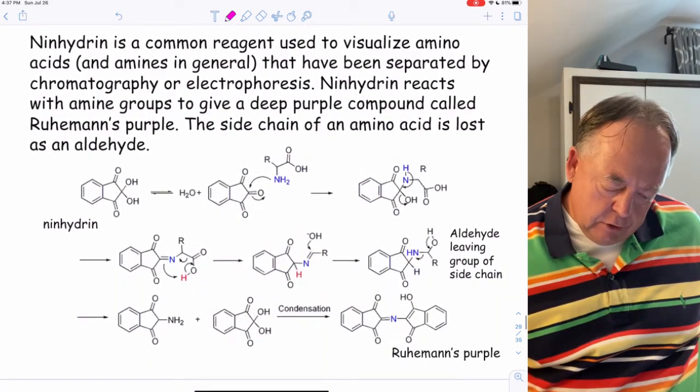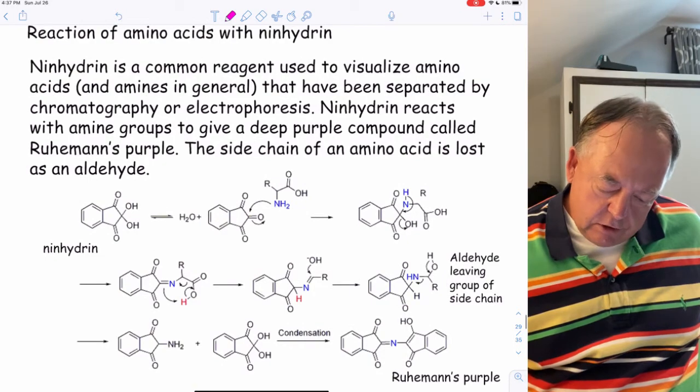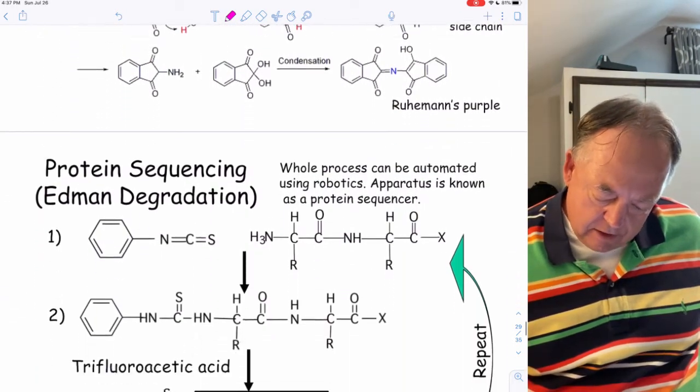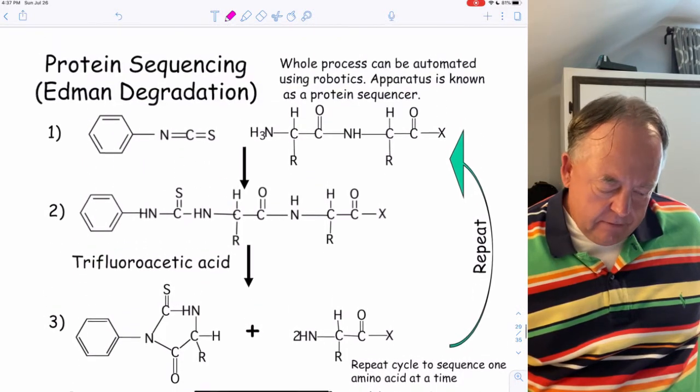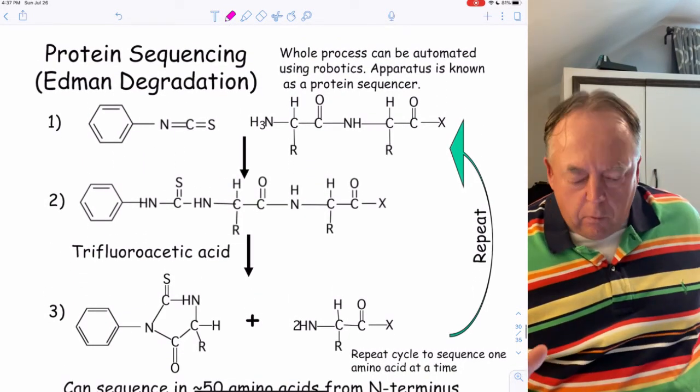So this just goes through the mechanism, how that anhydride works. If you want to look through the mechanism, I'm not going to expect you to know it. So one more reaction that we'll look at, well actually a couple more.